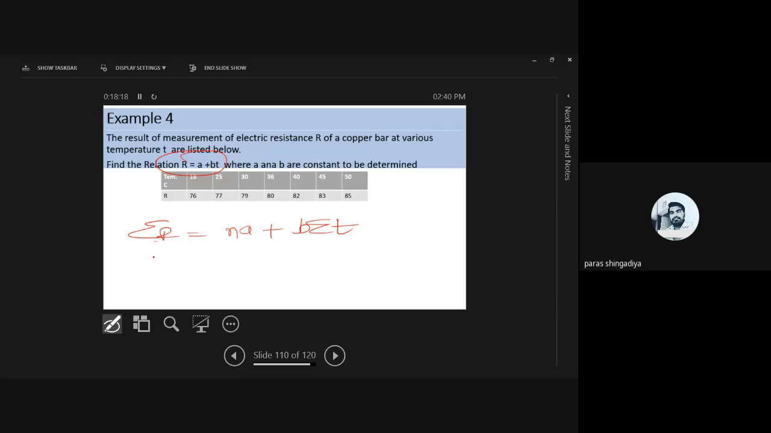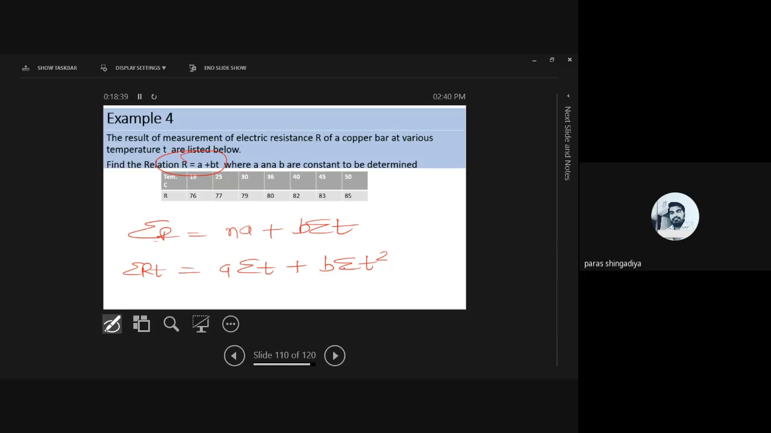Okay, second one. To create the second one, what do we have to multiply by? T. Okay, T times R. So it will be R into T. So it is sigma RT is equal to A sigma T plus B sigma T square.